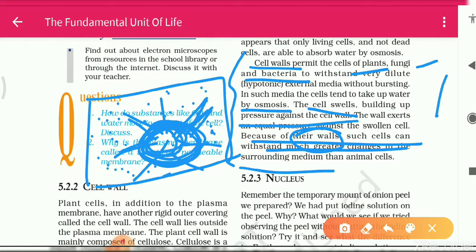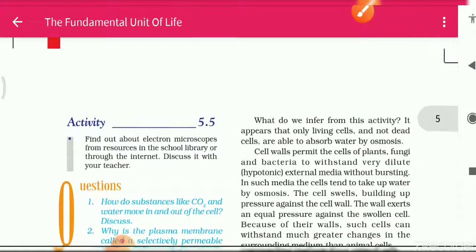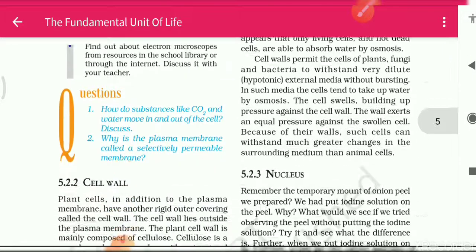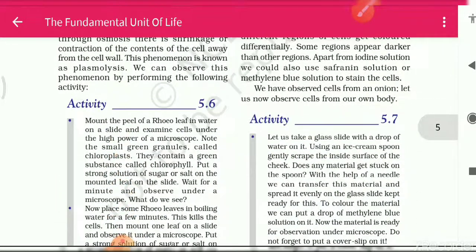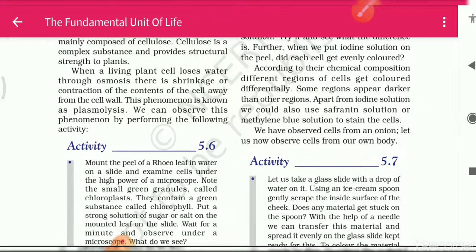This is about the cell wall: what the cell wall is, what its composition is, and what its function is. This experiment is also very important, because with the help of this experiment we can understand the plasmolysis process also. It is very important, and questions will be asked in the exam also.